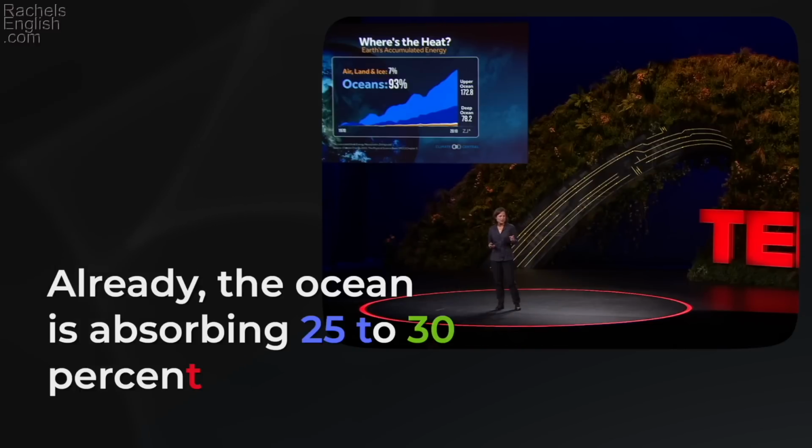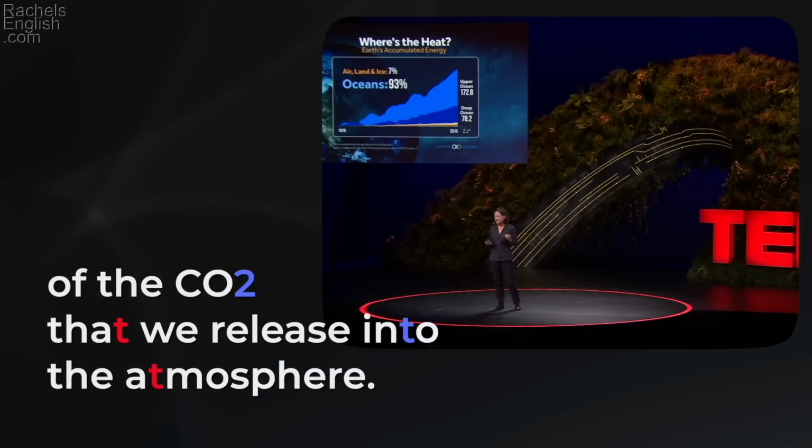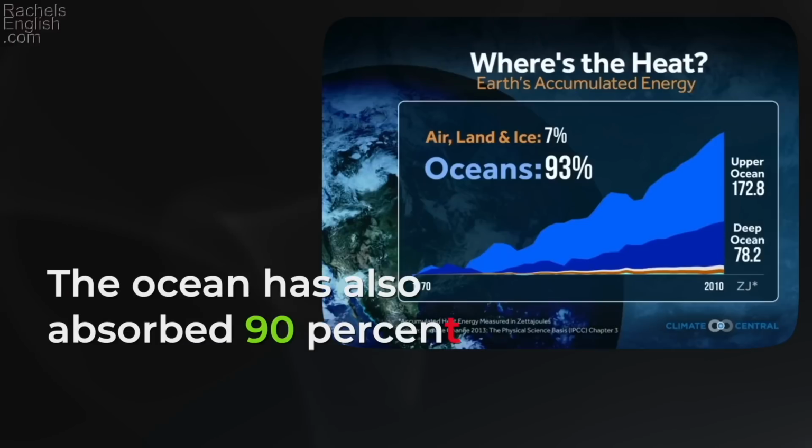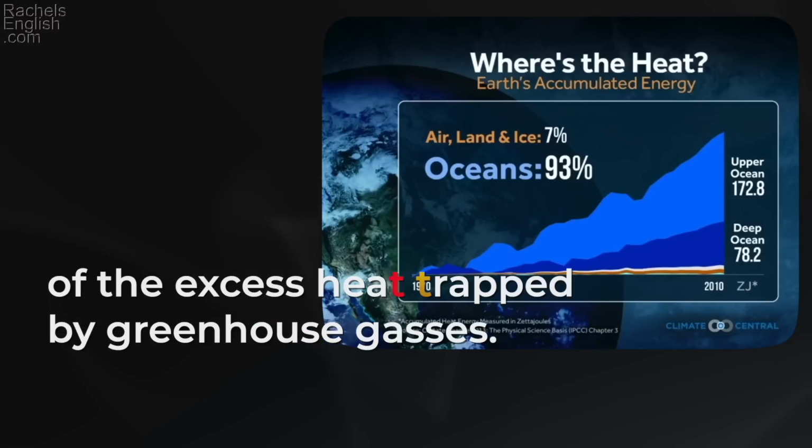Already, the ocean is absorbing 25 to 30% of the CO2 that we release into the atmosphere. It is the world's largest carbon sink. The ocean has also absorbed 90% of the excess heat trapped by greenhouse gases.